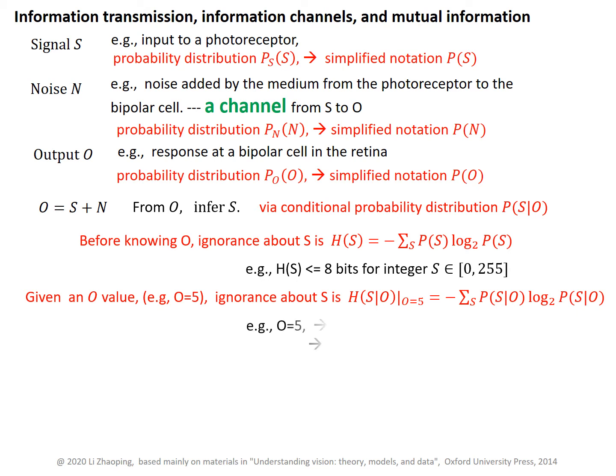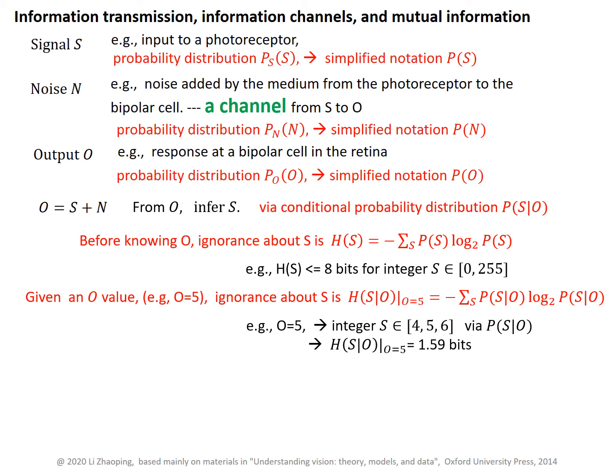So for example, if noise is no more than plus minus 1, and if we observe O is equal to 5, then S can only possibly be 4 or 5 or 6. And then the conditional entropy may be 1.59 bits if all these S values 4, 5, and 6 are equally likely. And you can see that 3 numbers give you entropy more than 1 bit. If there's only 2 possibilities, it will be just 1 bit. If it's 4 possibilities, it will be 2 bits because log 4 base 2 is 2.